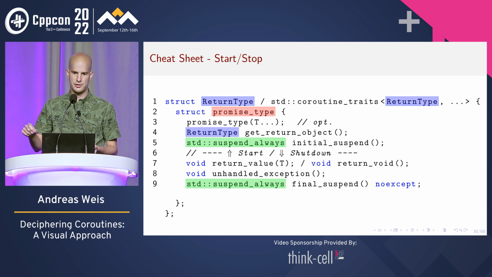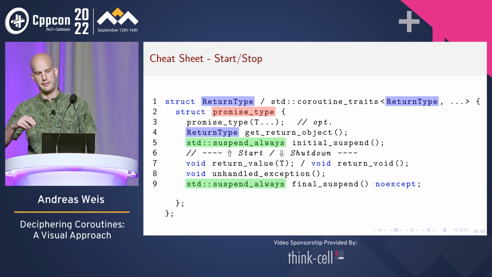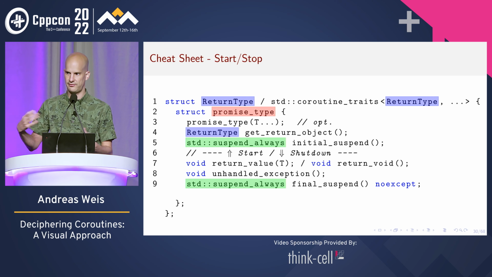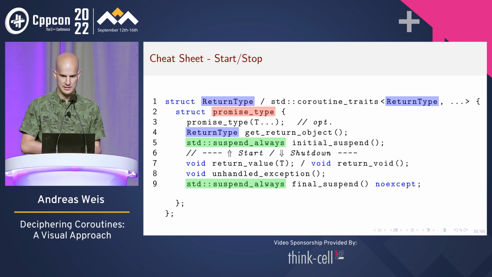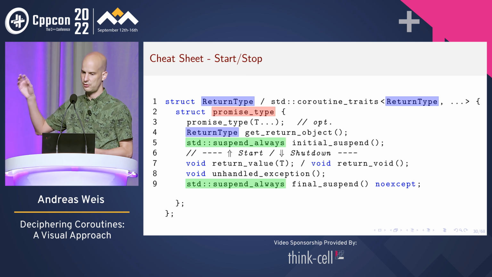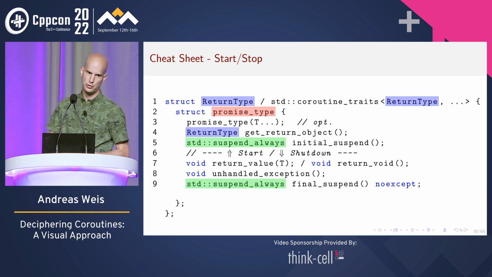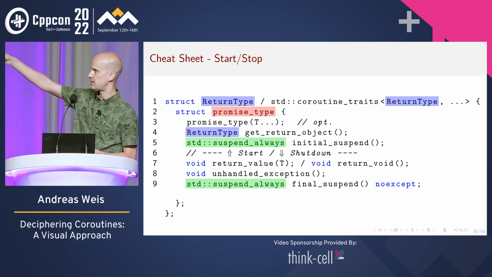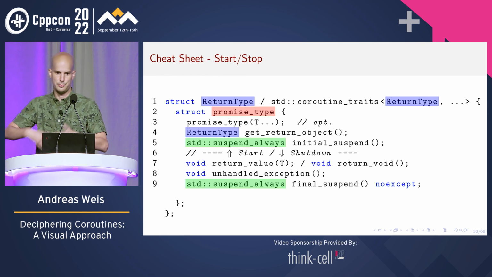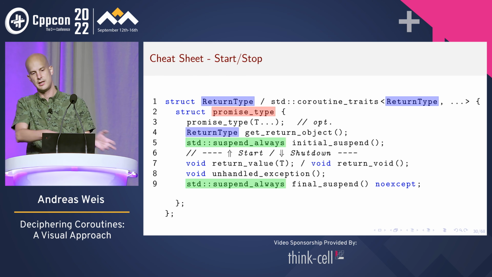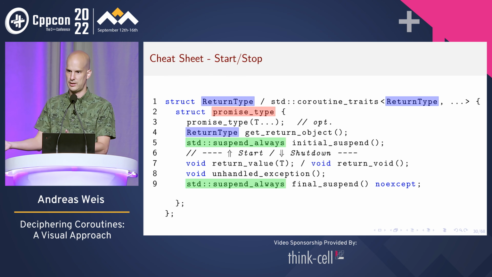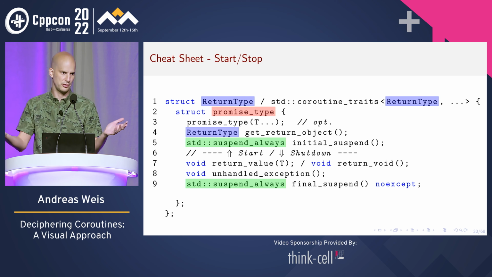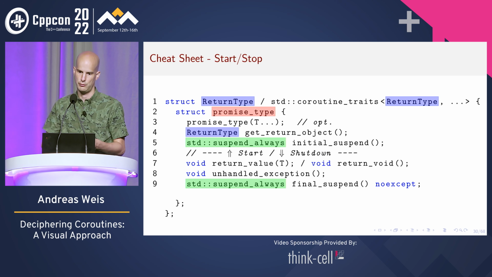One thing that I didn't mention before is the promise type does not necessarily have to be a nested typedef. If for some reason you cannot provide a nested typedef, you can also specialize the coroutine traits template to point out where the promise type is. And that's why we see the slash here in the beginning, right? So if you don't put that information in the return type, you can also put it into the coroutine traits. Like you can write a coroutine that has return type void, for example, and that will work this way.